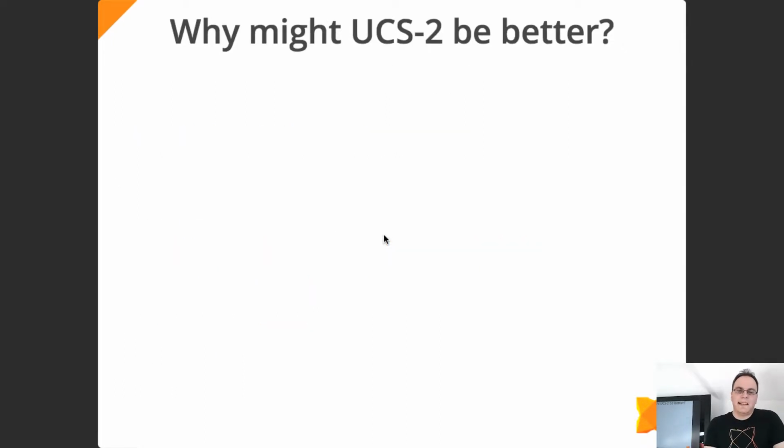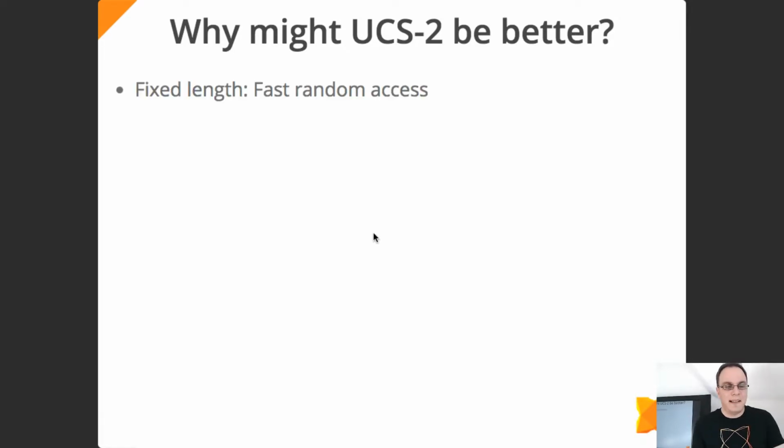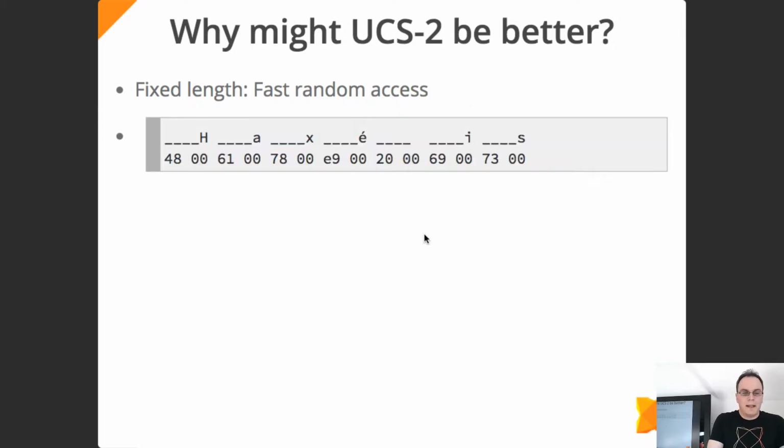So, why might UCS2 be the better solution? Well, that's easily answered. UCS2 is a fixed length string representation, and that means it has fast random access. We can look at the same string, and what happened now is that all these guys are now 2 bytes as well. So if we want to have the nth character, we can just go to this position and we know exactly where to find it. And this is always going to work, and it's always going to be fast, and that's good.